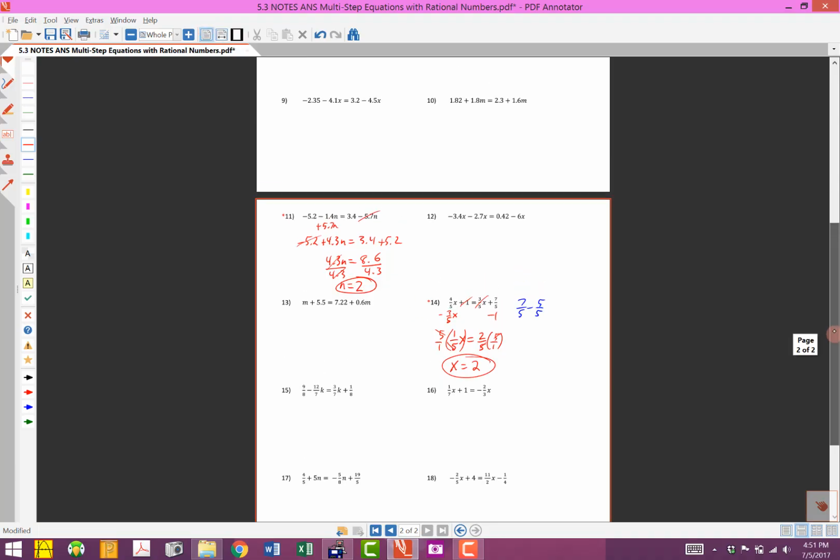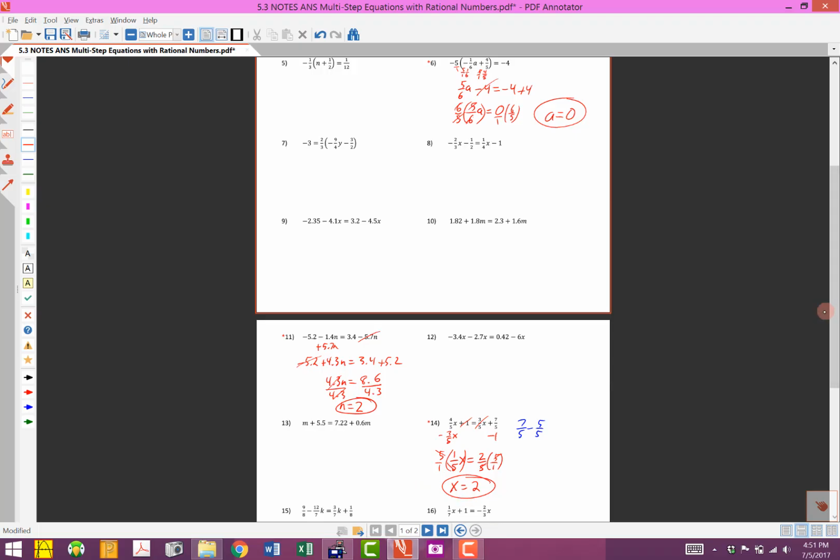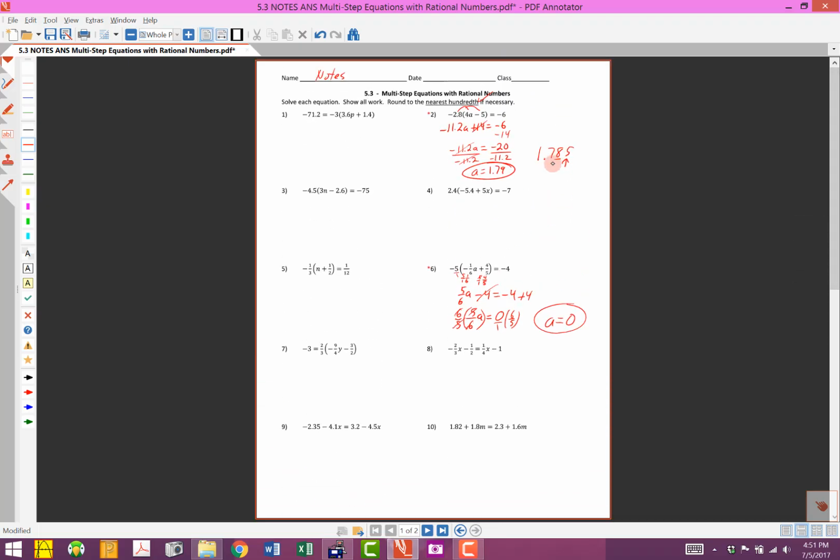So oddly enough, on a couple of these, as we went through and solved them, we ended up with actually pretty nice answers. So we got some integer answers there, an integer answer there, and then we got that ugly one that we had to round to. So make sure if you're using your calculator on those decimal problems, if it's a big long ugly one, round to the nearest hundredth.